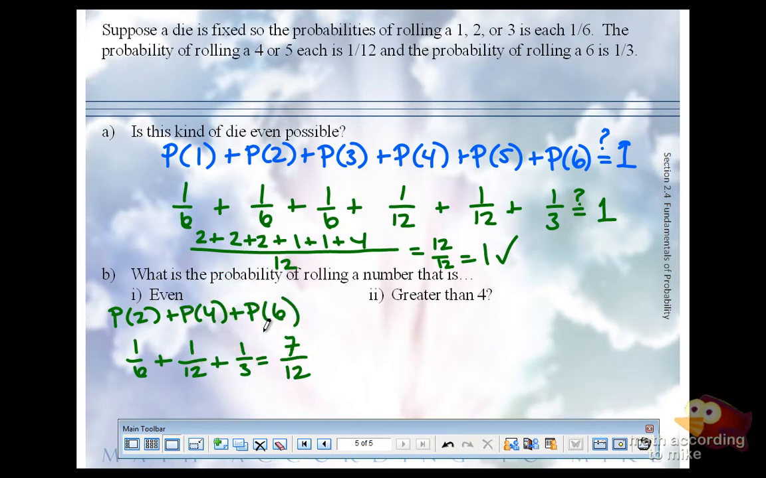So on a fair die, you would have a 50% chance of rolling an even number. But on this rigged die, you have a little bit more than 50% chance of rolling an even number. Questions?